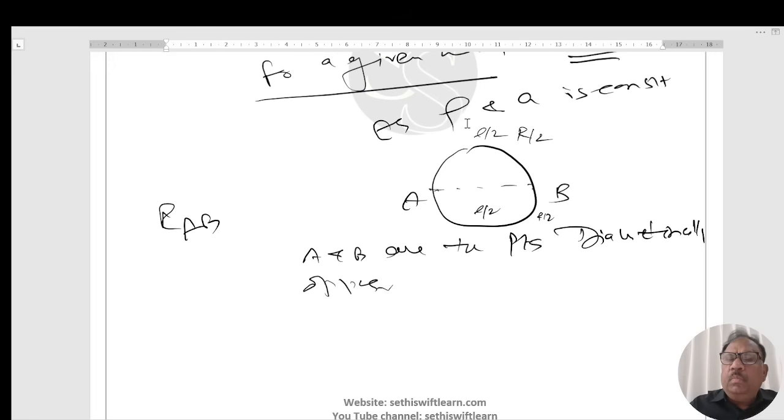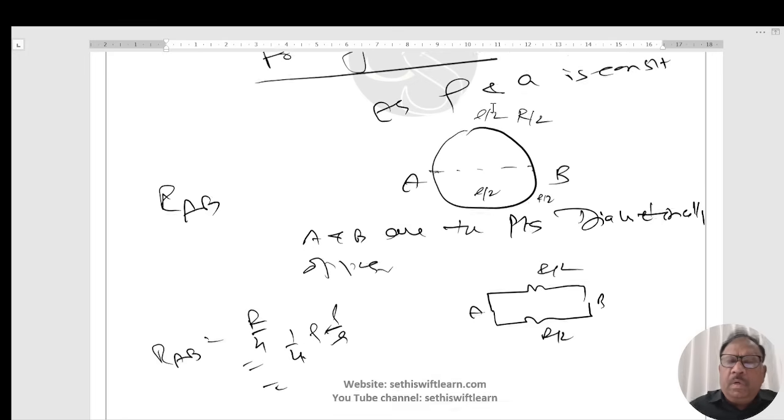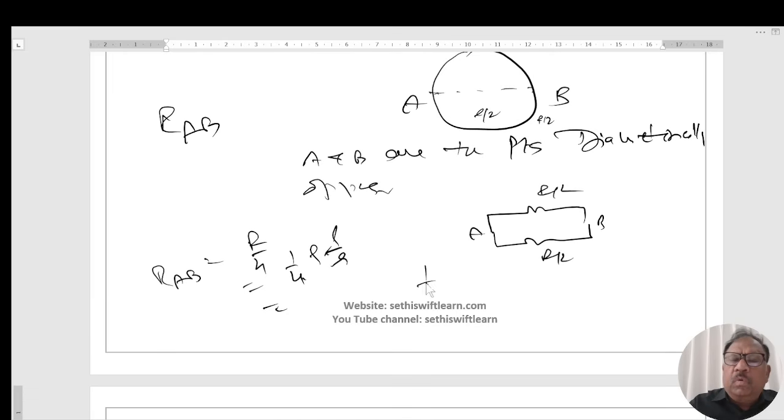This is equivalent to a parallel combination of two resistances between point A and point B, R by 2 and R by 2. And R_AB will be equal to the parallel combination, product upon sum, that is R by 4. That is 1 by 4 rho L upon A. So this comes out to be 1 by 4 rho L upon A.